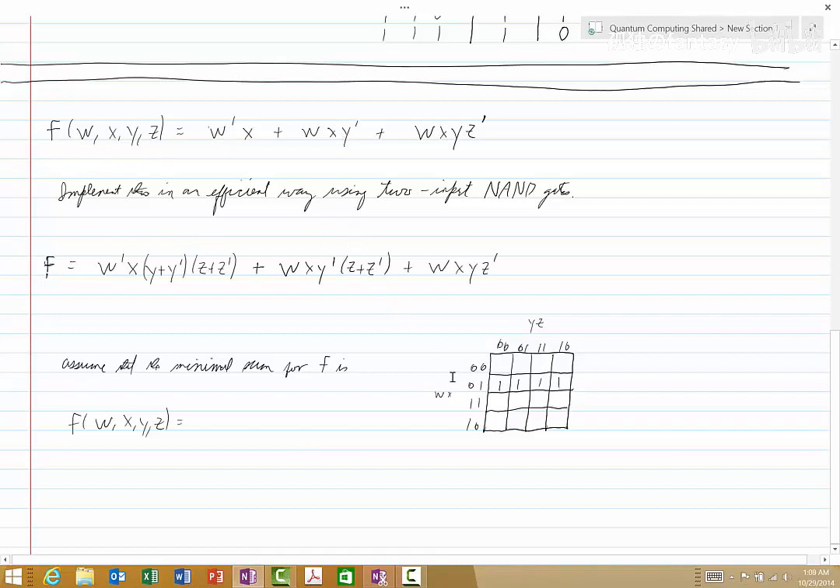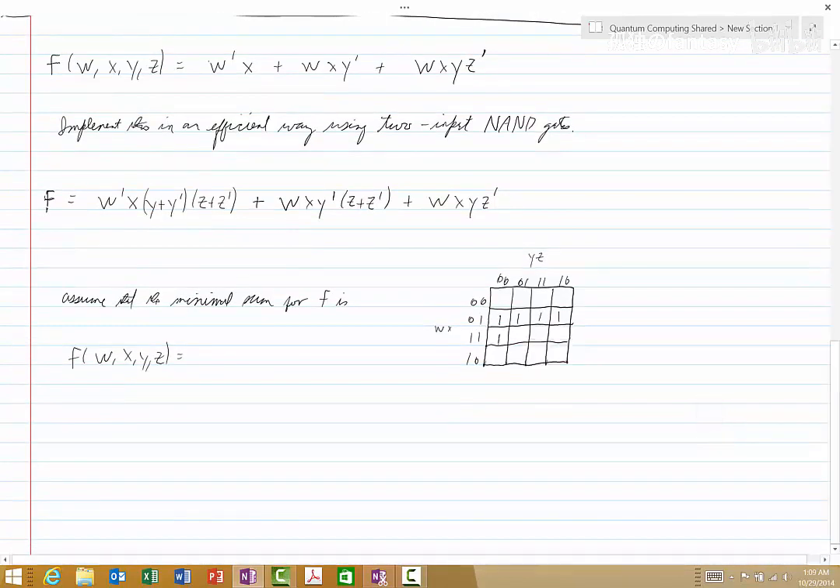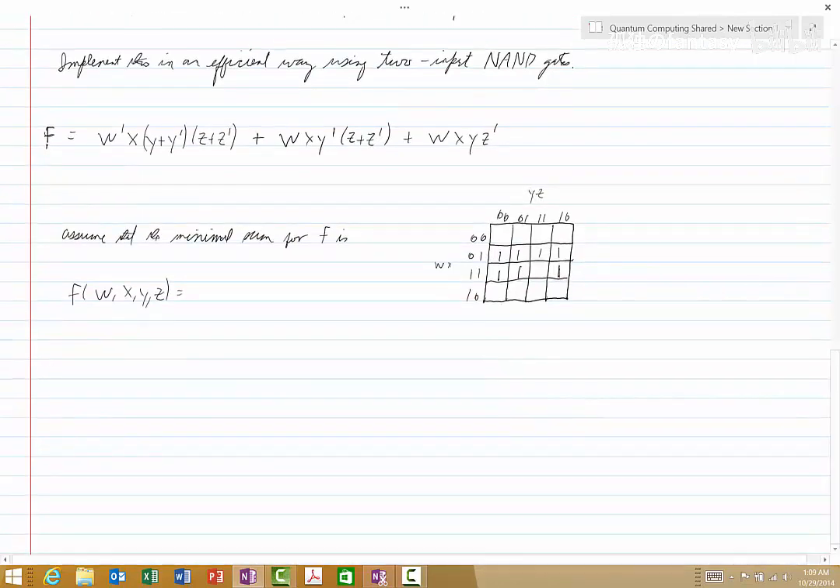wxy prime is 1, 1, and then 0 for y, so we get these 2 terms right here. That's wxy prime. And again, these 2 1s correspond to the 2 terms you would get when you did this. And then wxyz prime, okay, wx is this row, and then yz prime would be a 1 over here. So now this is the Karnaugh map, and now we want to see what our groupings will be.